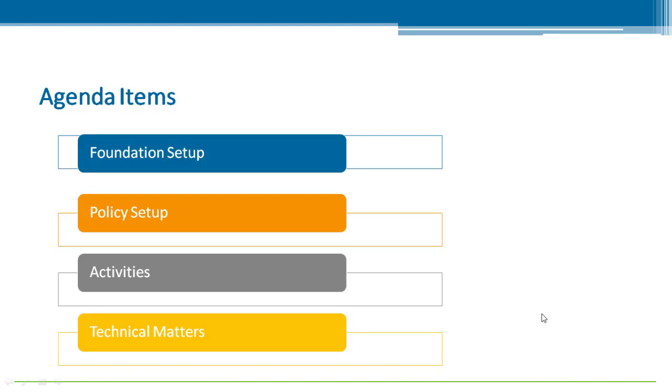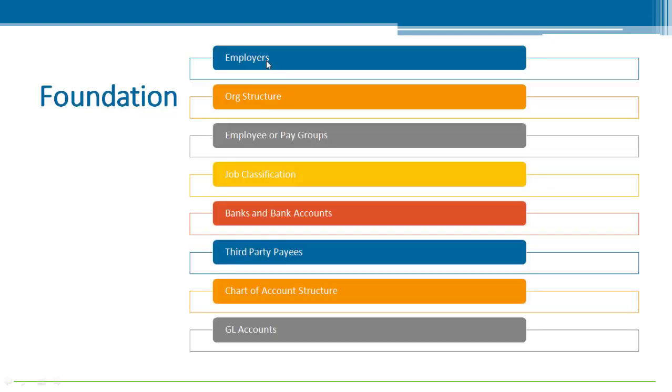In the remainder of this presentation, we'll look at the foundation setup, the policy setup, and then the activities which you can perform with this system. For the foundation setup, we'll look at the following: employers, org structure, employee or pay groups, job classification, banks and bank accounts, third-party payees, chart of account structure, GL accounts.